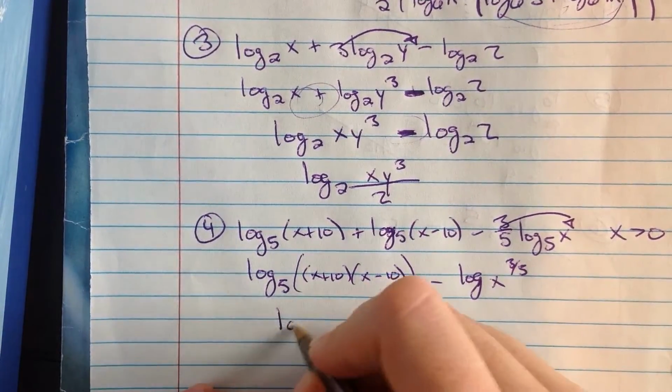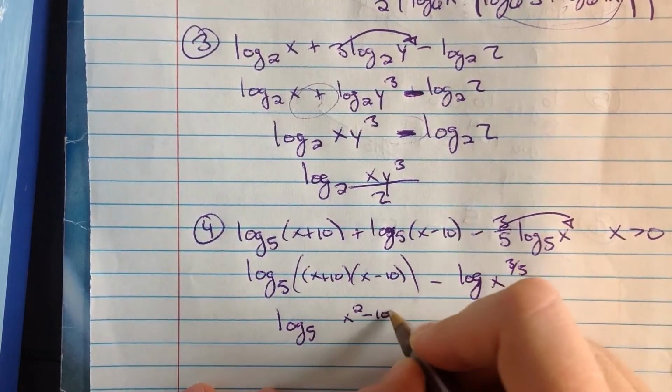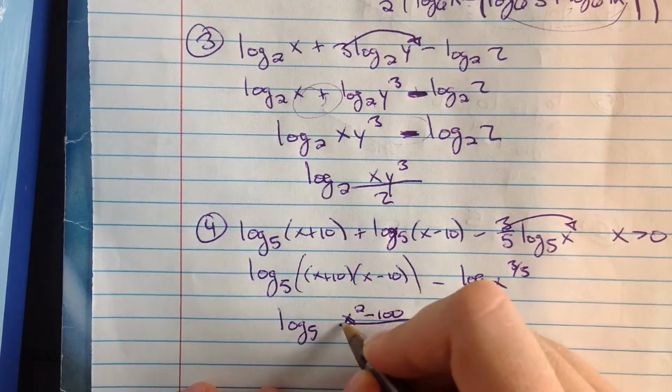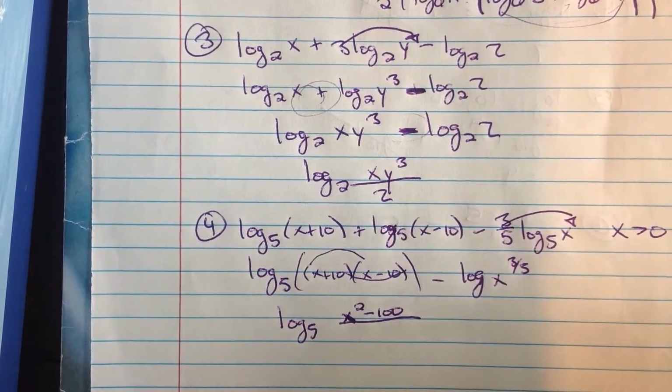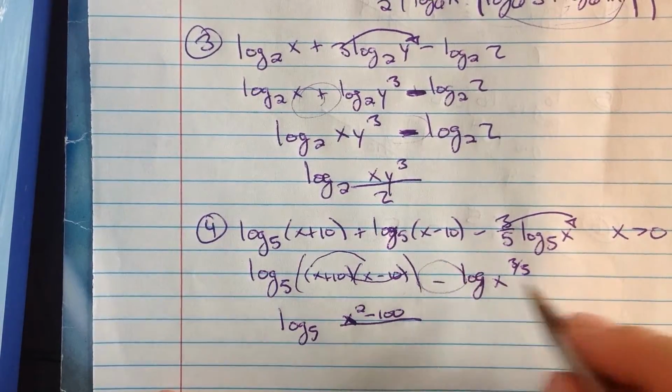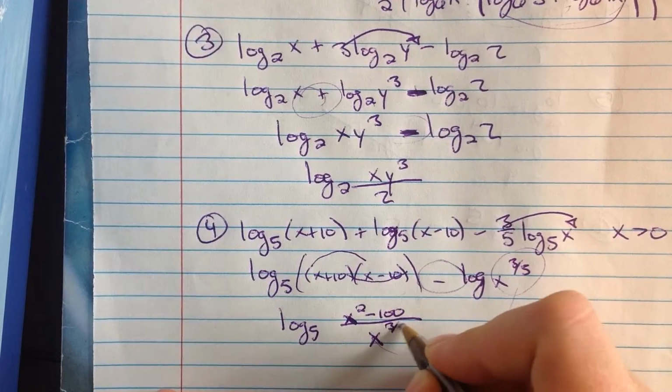Foiling this out, I get log base 5 of x squared minus 100. Because they're conjugates, you only have to times the first two and the last two. And because this is a minus, this becomes the bottom of the divide.